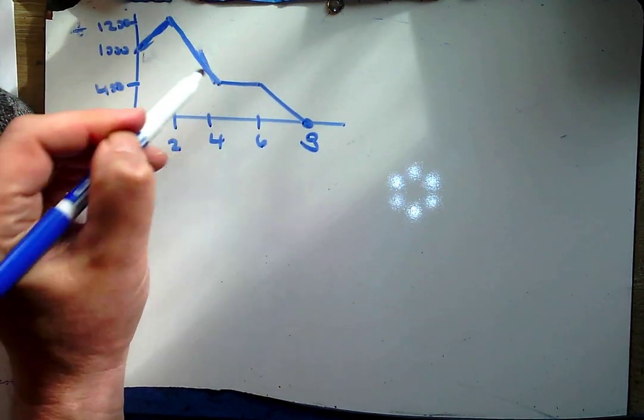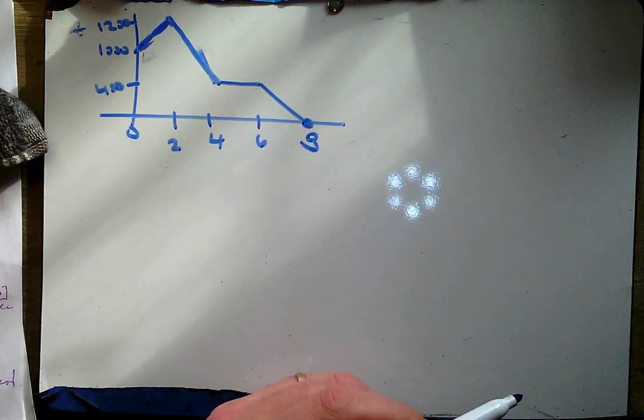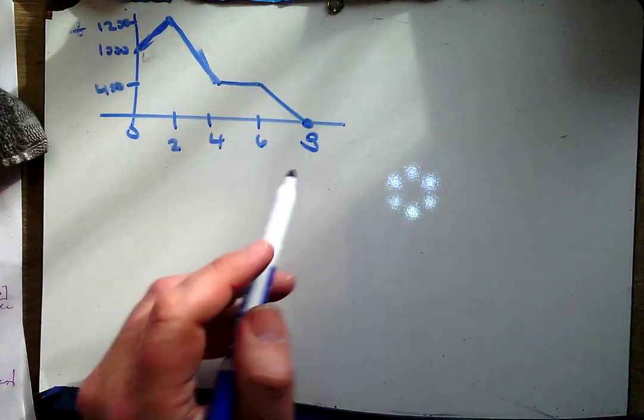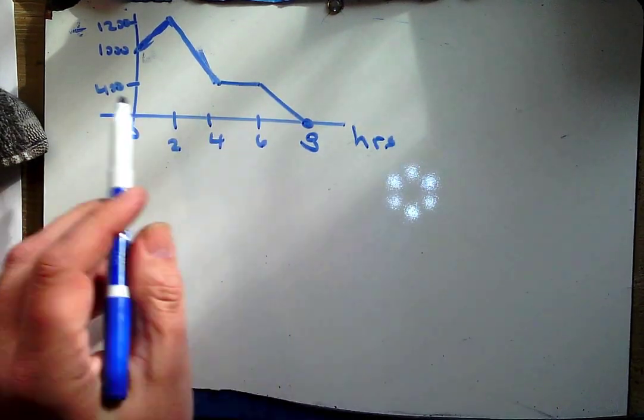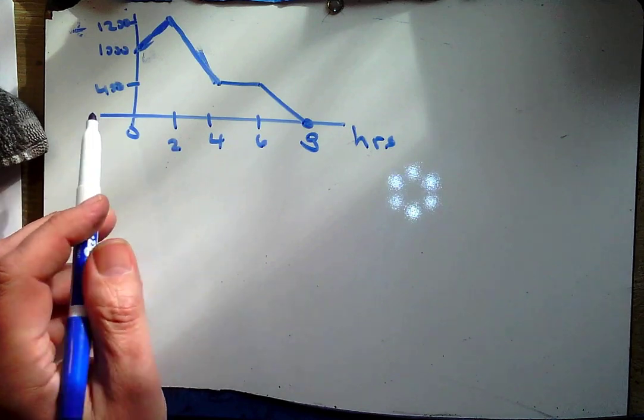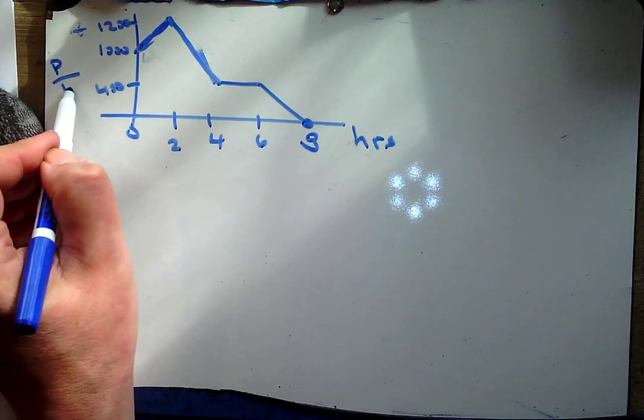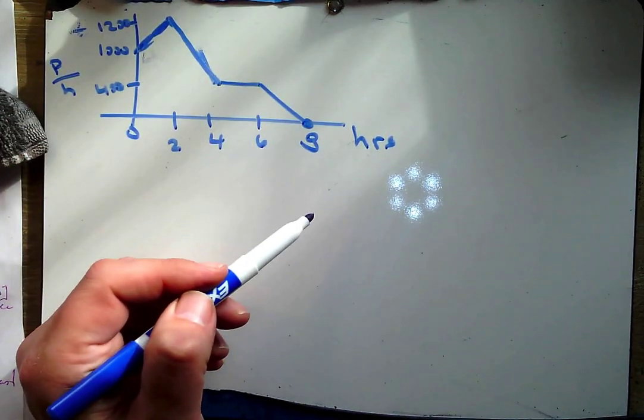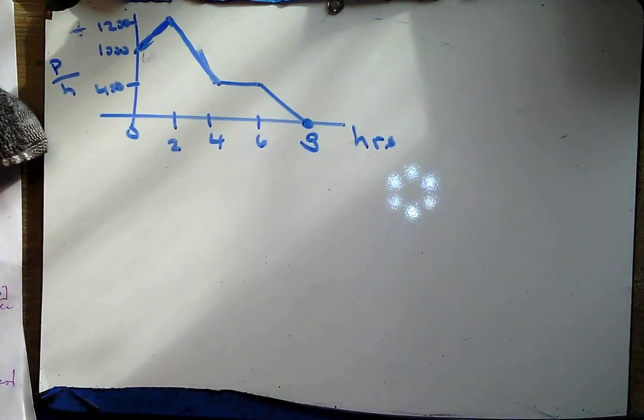Okay. All right. So, what is this graph? This is time in hours, and over here, this is people per hour. This is a rate function. So let me read this one to you.